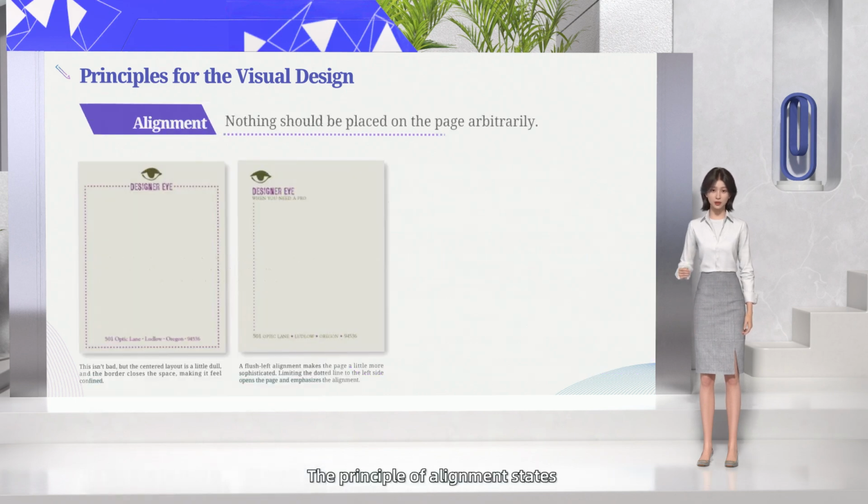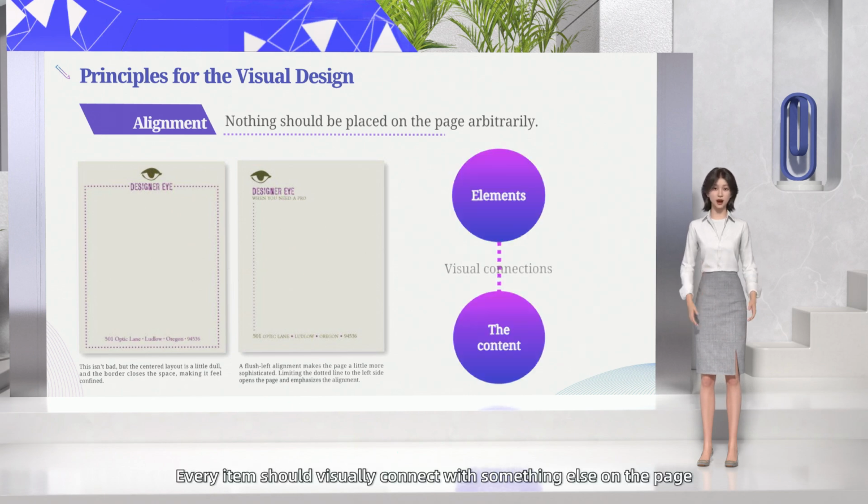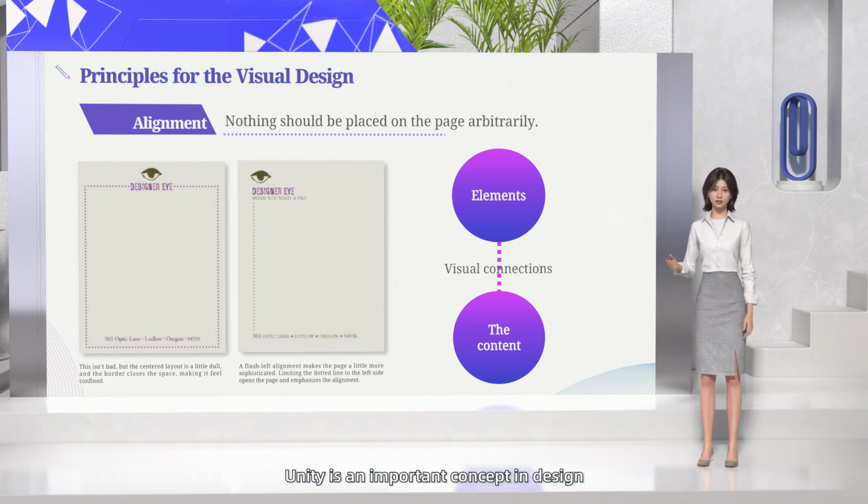The principle of alignment states that nothing should be placed on the page arbitrarily. Every item should visually connect with something else on the page, creating a clear, refined, and refreshing appearance. Unity is an important concept in design.